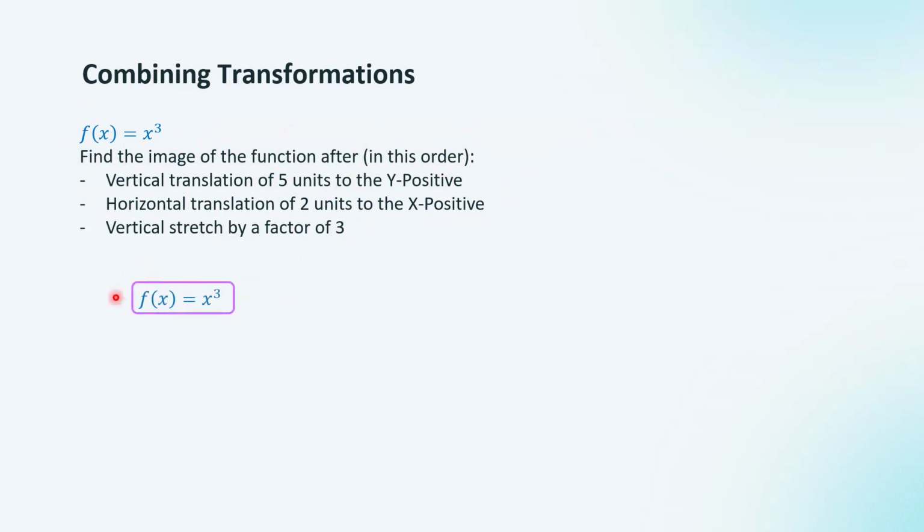So we have our original function, and then we have a vertical translation, just as what is written in the problem, 5 units in the y positive direction. Now, first, can you try to guess what the function will be? Remember, it's a vertical translation. It's going to be x cubed plus 5. So that's the first one, okay?